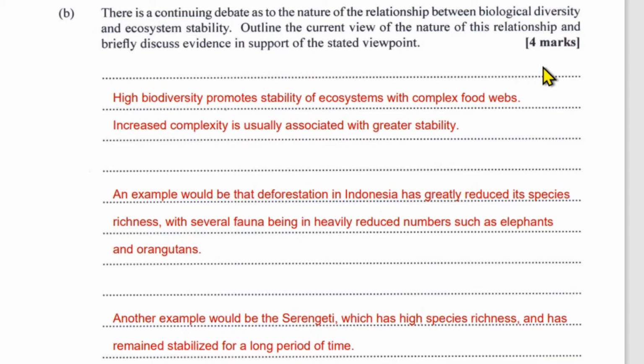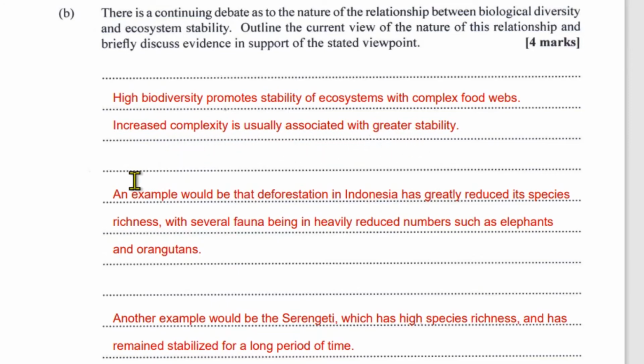It relates to species richness, if you can think of it like that. If there's a high number of species in the area, and thus a high number of species interactions, they're saying that contributes to ecosystem stability. So high biodiversity promotes stability of ecosystems with complex food webs. Basically, more and more feeding relationships, more and more symbiotic relationships. Increased complexity is usually associated with greater stability.